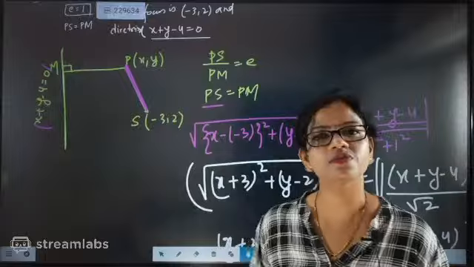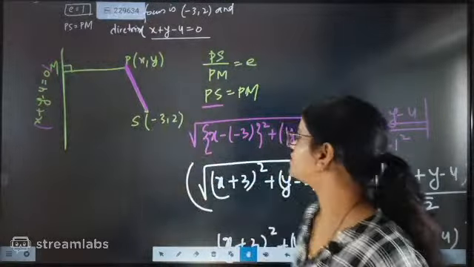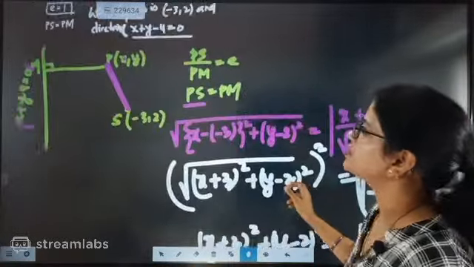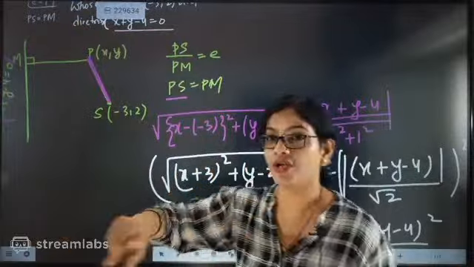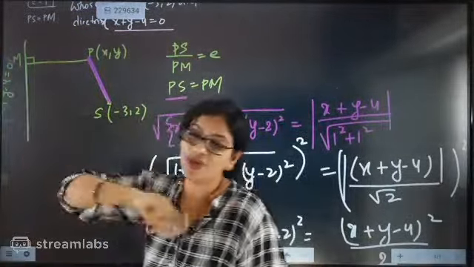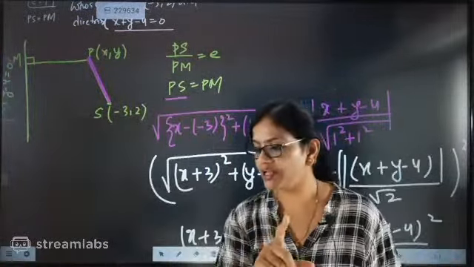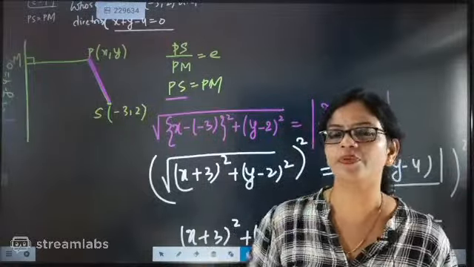x minus of minus 3 means (x + 3)² + (y − 2)². Done. Okay, this is exactly the distance. The next important point is that we have to get this equation, PM. PM is the perpendicular distance.